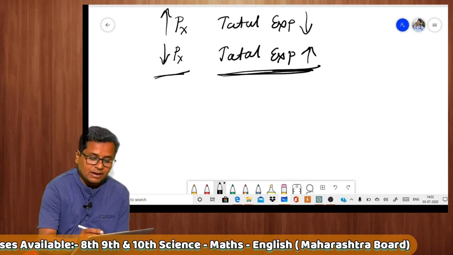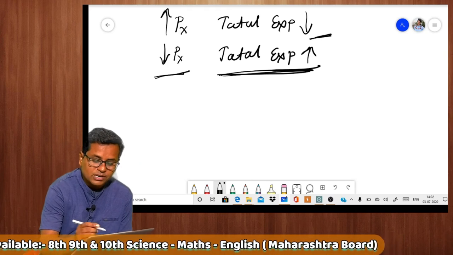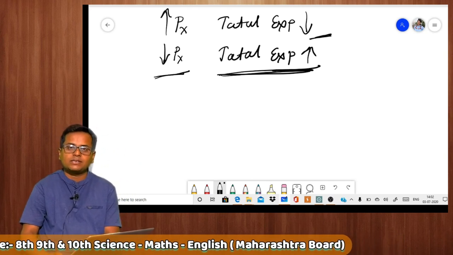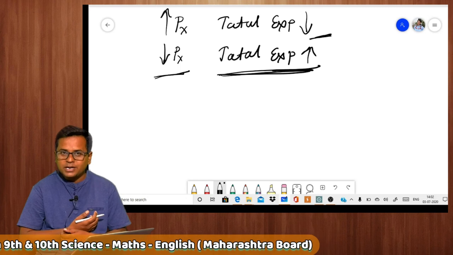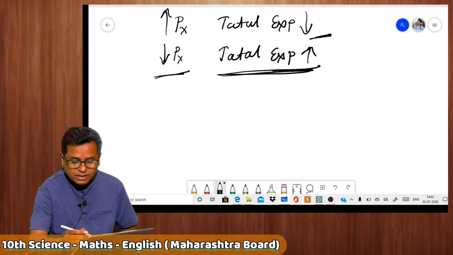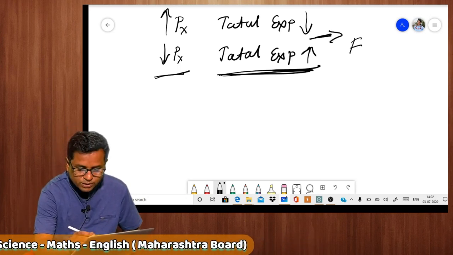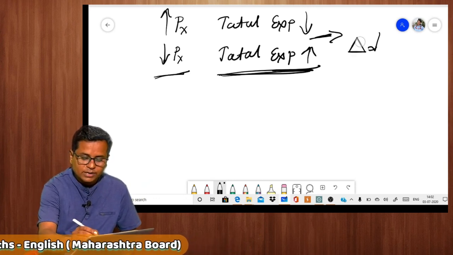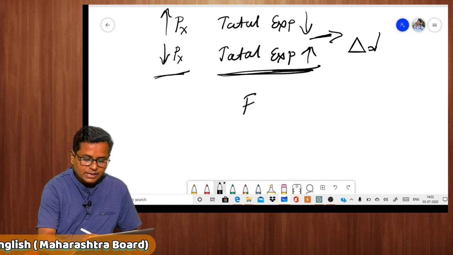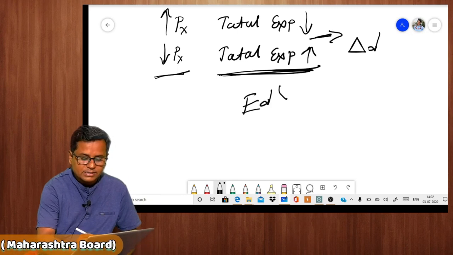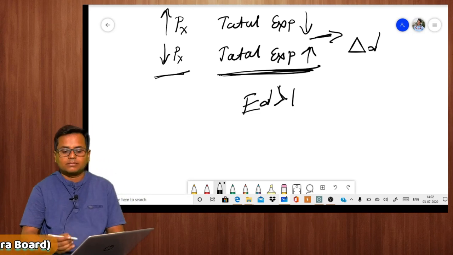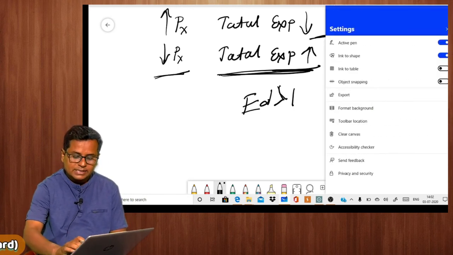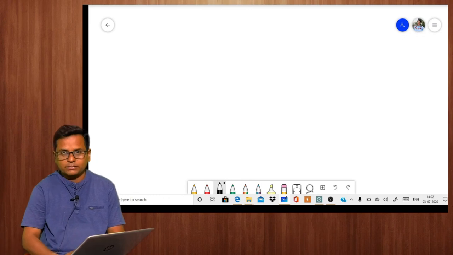If there are such kind of inverse relationships between the price and total expenditure made on a commodity, then demand is said to be relatively elastic. Demand is said to be relatively elastic. Elasticity of demand is greater than 1.